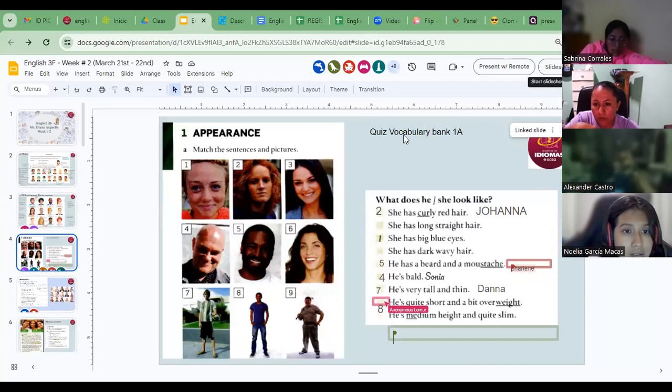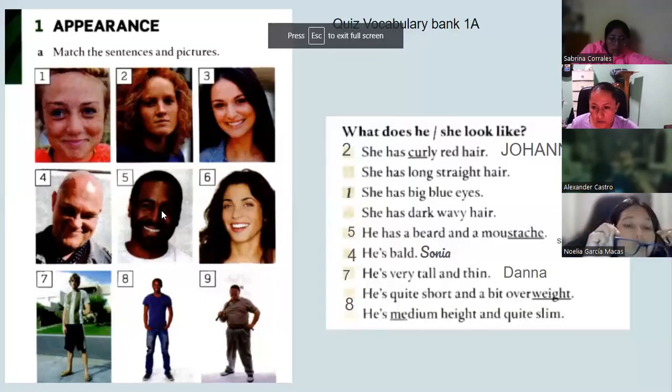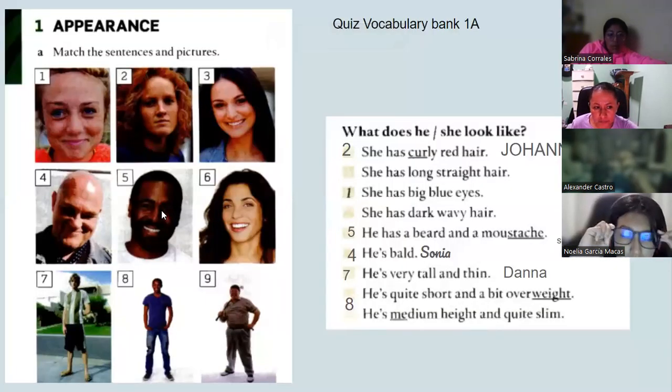Sabrina. He is very tall and thin. Very tall, right? And thin. Bien flaquito, thin. What about number 8?